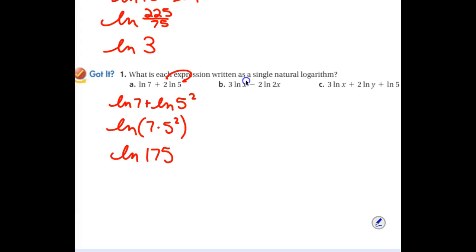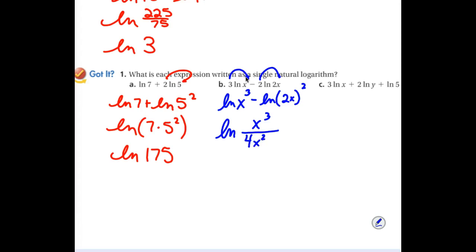All right, let's see how you did. I would put the 3 back and the 2 back as powers. So we have the natural log of x cubed minus the natural log of 2x squared. Now notice I put parentheses because all of that 2x is getting squared. Subtraction condenses into division. So we have the natural log. On the top, we're going to have an x cubed. For the denominator, we'd have what? 4x squared. Yep. And then can we reduce anything? Take some x's out. So we end up with the natural log of x divided by 4.